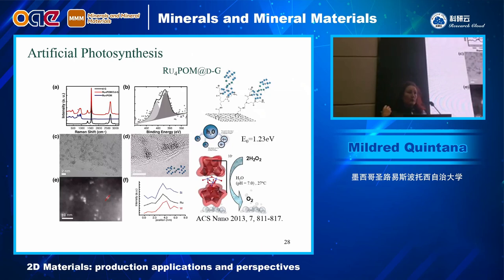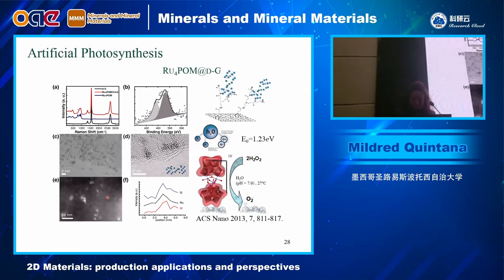And this is how the material looks. You have the graphene on the bottom, and the polyoxometalate is on top of this, and you can do all the characterization. And it's very, very nice because by electron microscopy, you can see the 21 metallic atoms of the photocatalyst on top of the graphene.